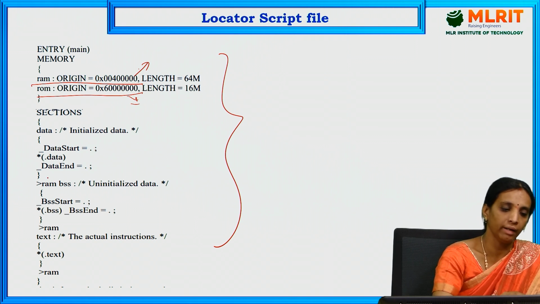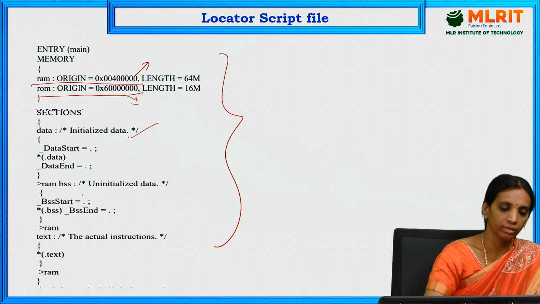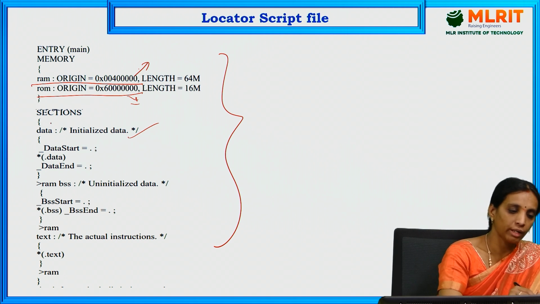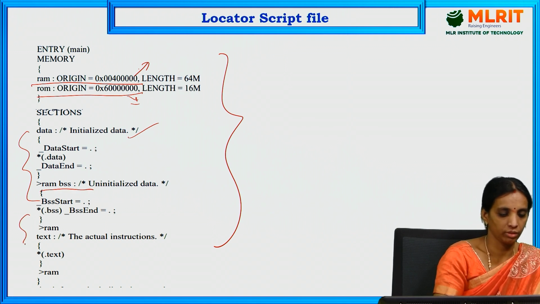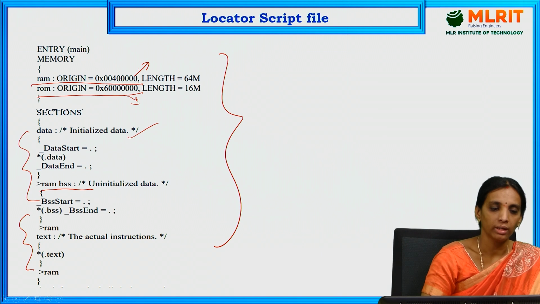And for the data, here it initializes the data, so this data part is assigned to the RAM. Therefore this part is assigned to the RAM, and this text part is also assigned to the RAM.